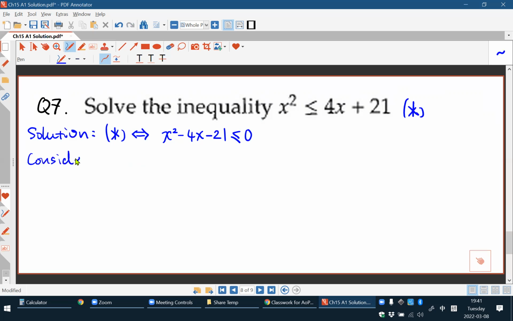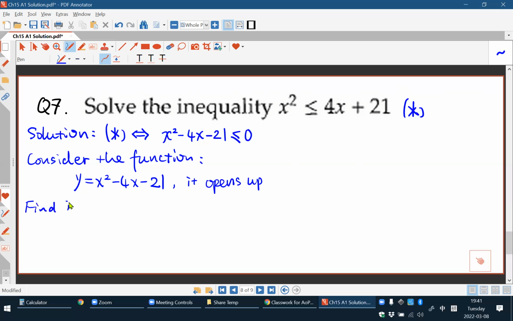In order to solve it, we need to consider the function on the left, right? So let's consider the function y equals x squared minus 4x minus 21, right? Apparently, the leading coefficient is greater than 0, so it opens up, right? It has a shape like this. And then we need to find its zeros. In order to find its zeros, we let x squared minus 4x minus 21 be 0 and find the corresponding x's, right?